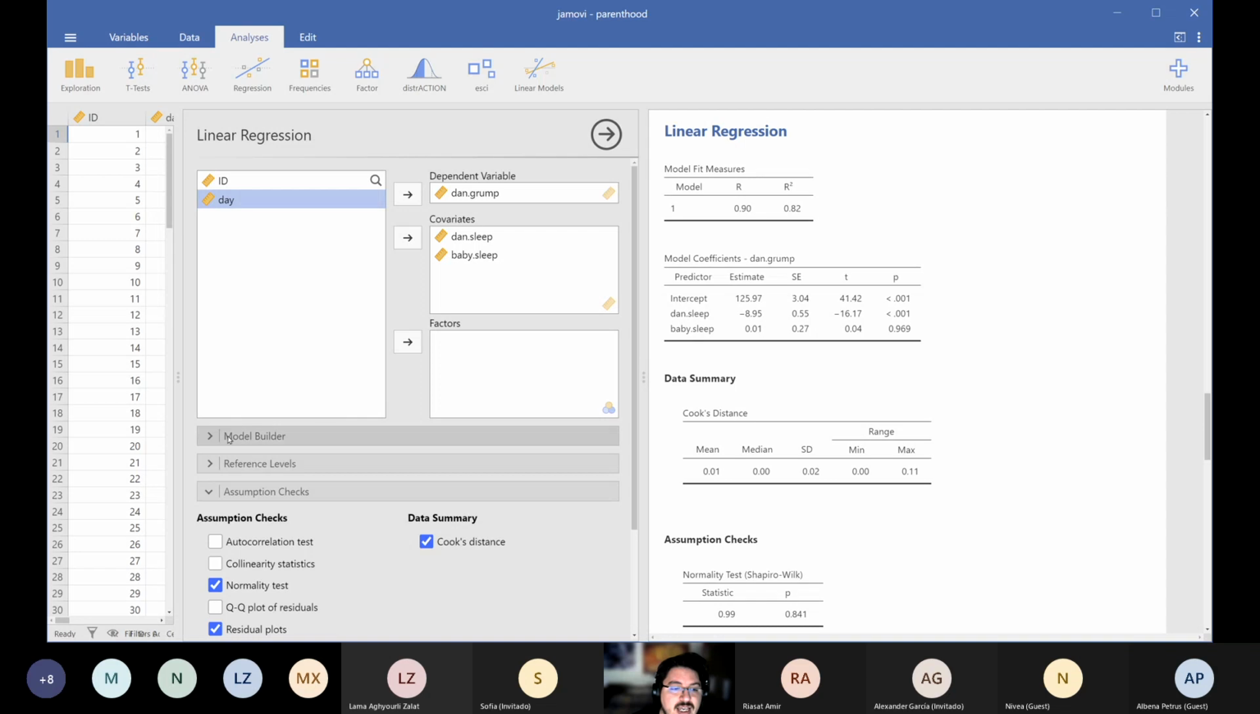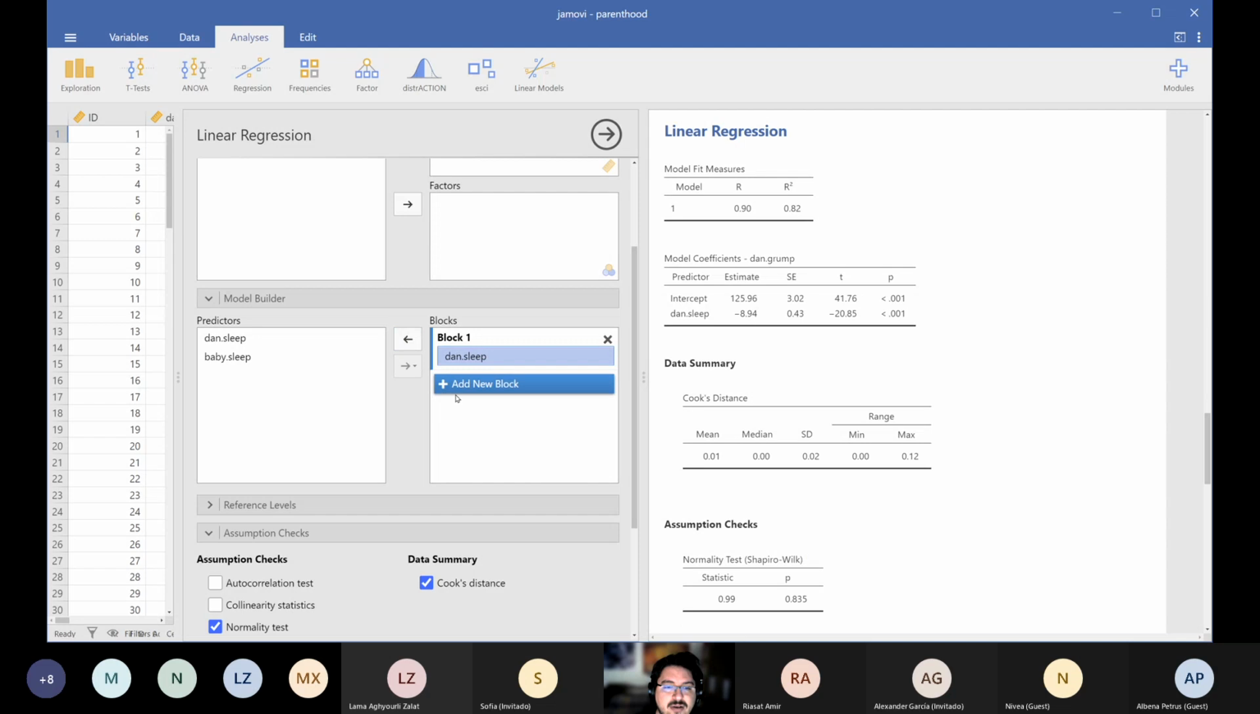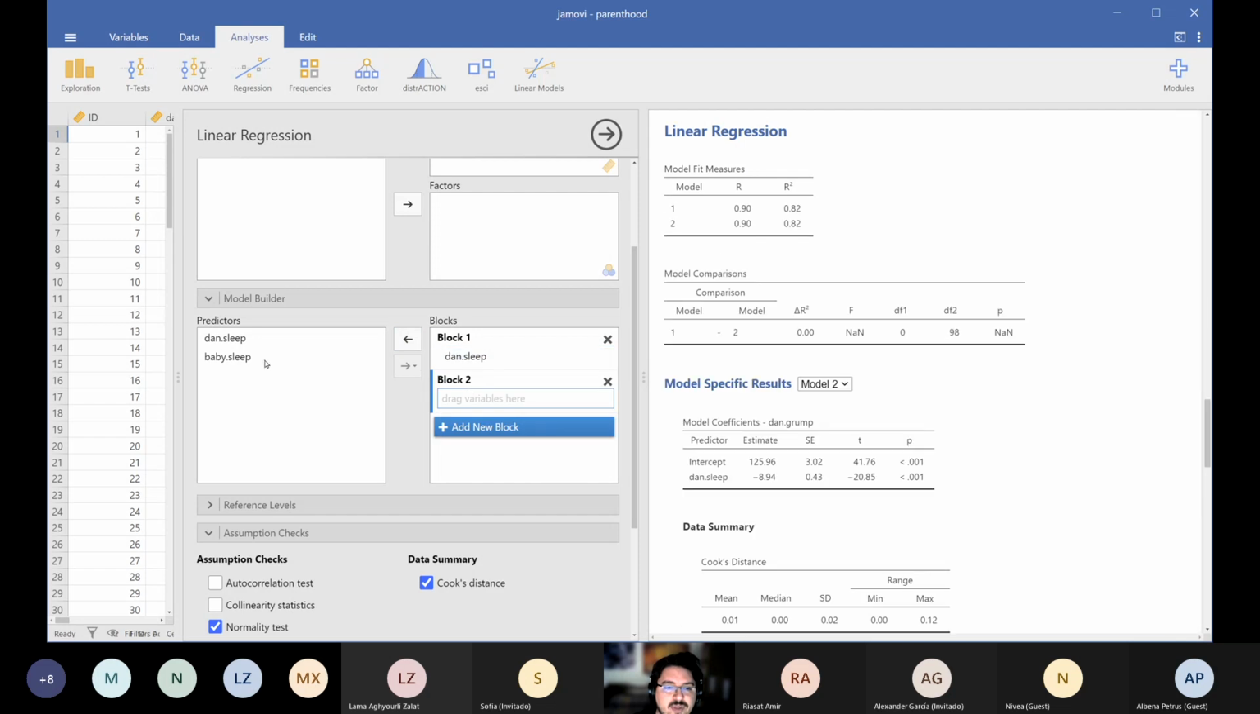All right. If you go to Model Builder, you will see something very useful: blocks. These blocks allow you to create different models, so you don't have to swap variables in and out as I was doing. So we can take baby sleep out, add a new block, and add baby sleep to block 2.